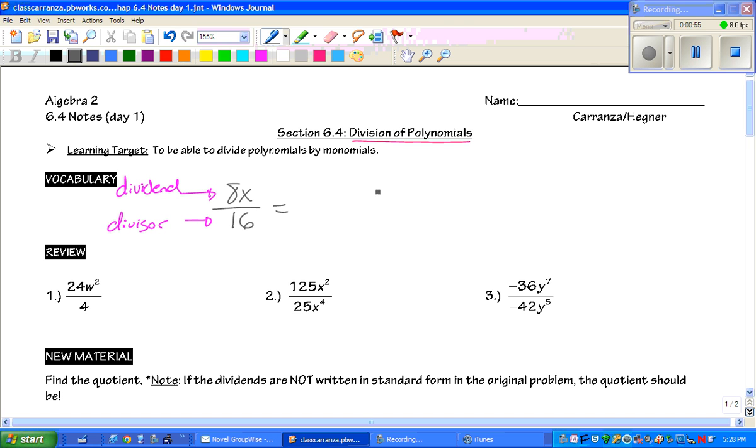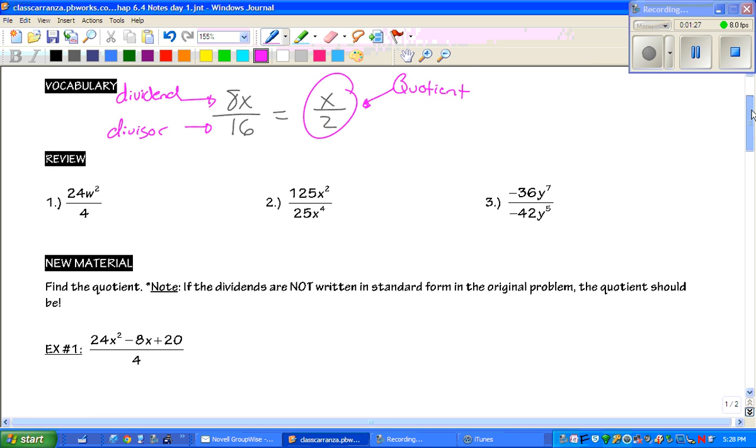When we divide this out, 8 over 16 is 1 over 2, and we don't need the 1 there, but the x stays on top. So this whole thing, our answer, is called the quotient. The quotient is the answer to a division problem. Now let's go through some basic reviews.